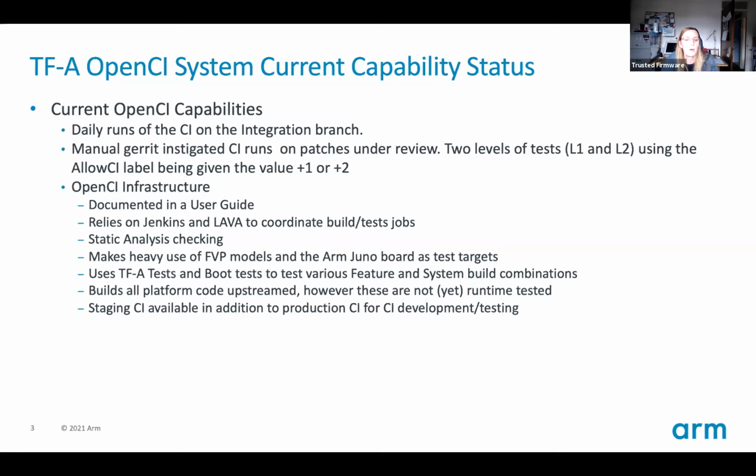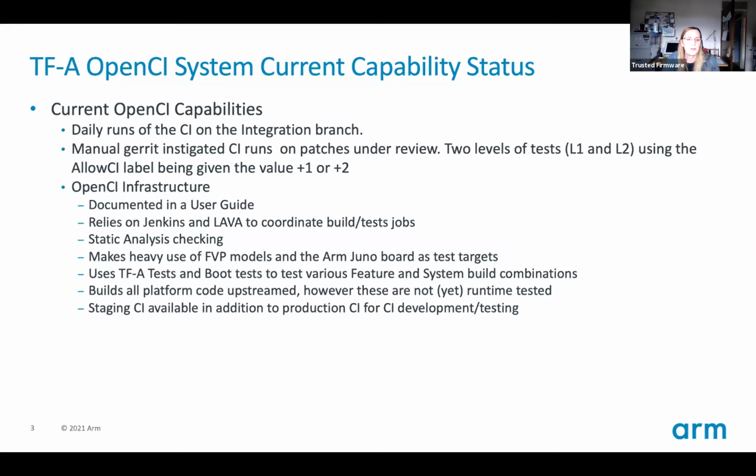But there are some ways that you, the community, can manually set off CI runs, and that's through Gerrit. There are two levels of tests, L1 and L2. L1 is a smaller set, and L2 includes all the tests in L1 plus some additional tests. The daily runs are even more tests that aren't run as part of the Gerrit reviews. That is now driven by the existing allow CI label. So you can get level 1 by adding a +1 label, and level 2 with +2, which hopefully makes some sense.